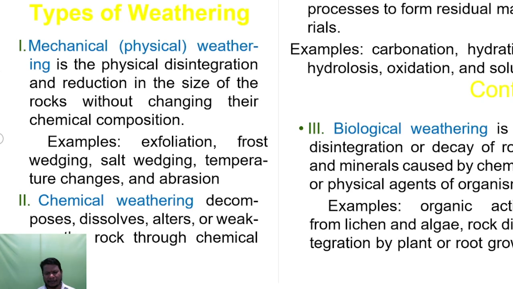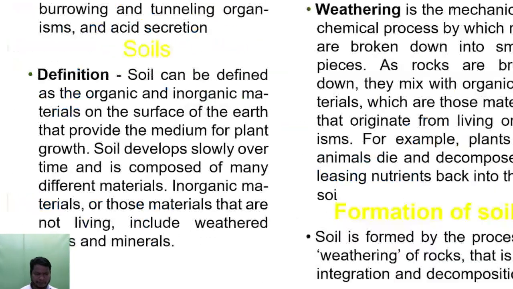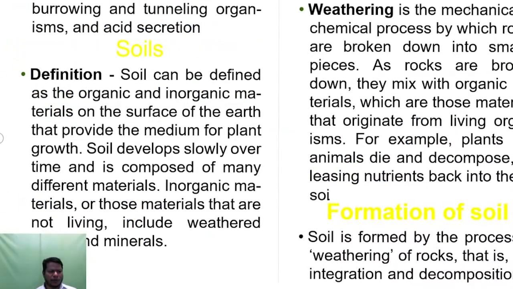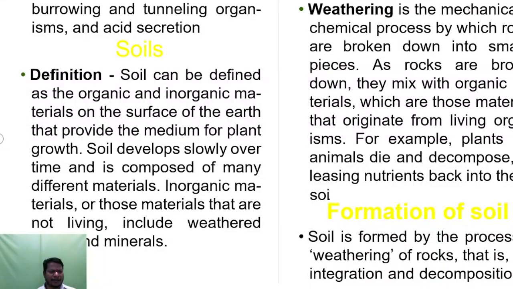The biological weathering is the disintegration or decay of the rocks and minerals caused by the chemical or physical agents of organisms. Examples: organic activity from lichens and leaves, rock disintegration by plant root growth. These are biological weathering. And burrowing and tunneling organisms and acid secretion.